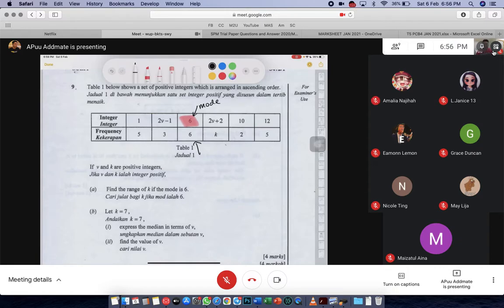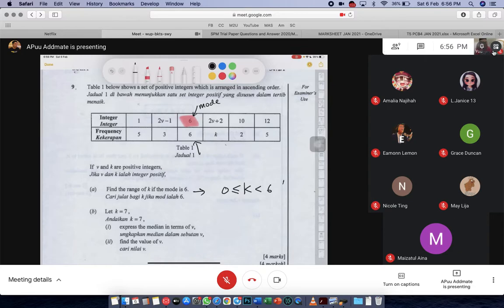So the only number that they can be, k adalah 5, 4, 3, 2, 1, kosong boleh kosong. Boleh kan? You can have a zero frequency kan? So maksudnya, you punya k, macam nak tulis ni? k is in between 0 and 6. Boleh?